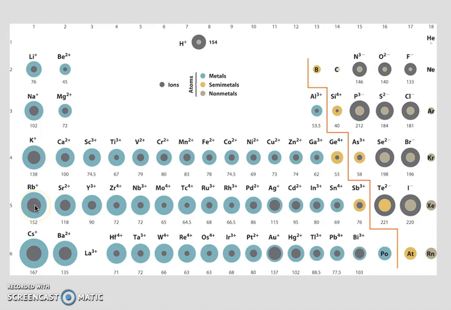The ions, okay, the ions are the gray ones. The ions of positives, they get smaller. And the ions of negatives plump up. And again, it has to do with the proton power in the nucleus.